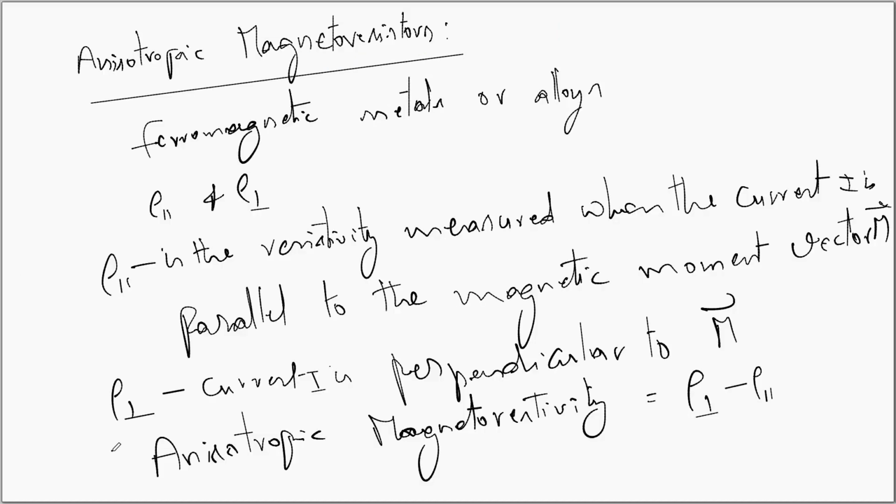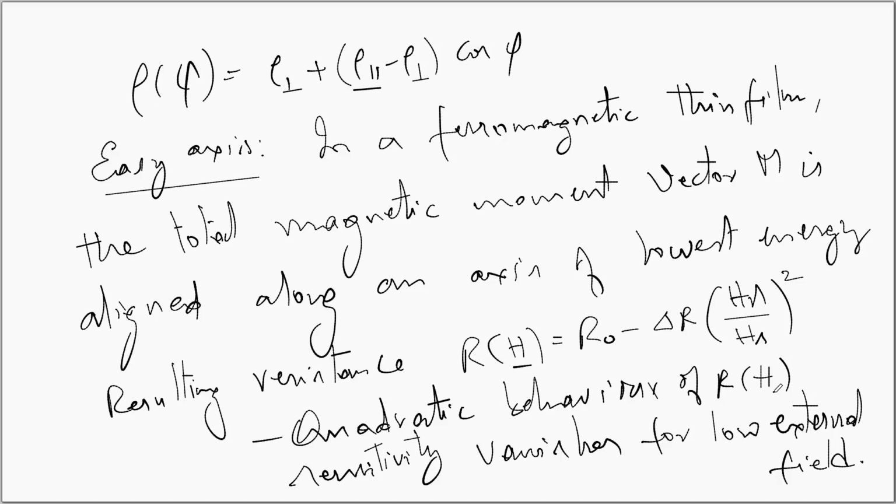We have started our discussion with anisotropic magnetoresistors. These magnetoresistors are fabricated using ferromagnetic metals or alloys. Rho parallel is the resistivity measured when the current I is parallel to the magnetic moment vector M. If the current I is perpendicular to the magnetic moment vector M, then one can notice the resistivity, that is rho perpendicular. Anisotropic magnetoresistivity is the difference between rho parallel and rho perpendicular. The resistivity essentially depends on the angle between the current and the magnetic moment vector M.